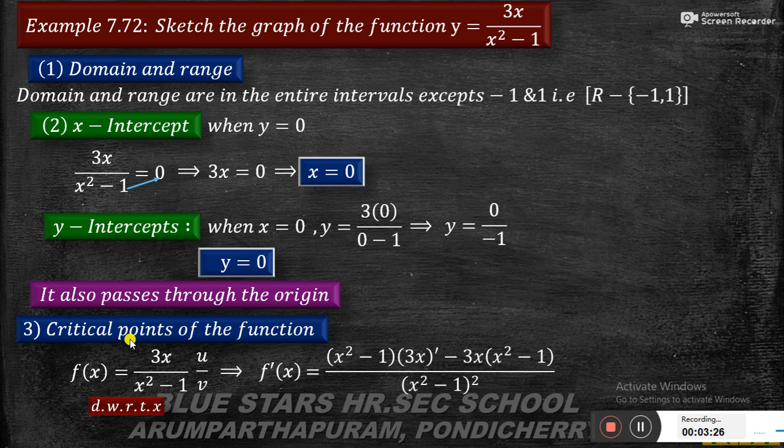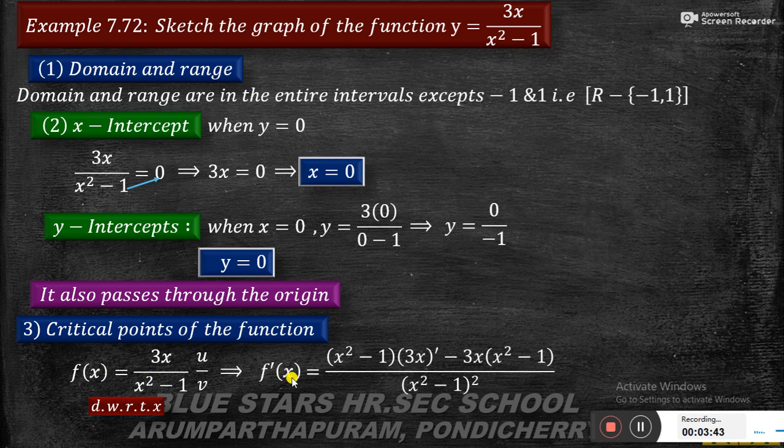Next we find out the critical points of the function. The critical point condition is f dash of x equal to 0. So first I find out f dash of x from the given function. The given function is f of x equal to 3x by x square minus 1.